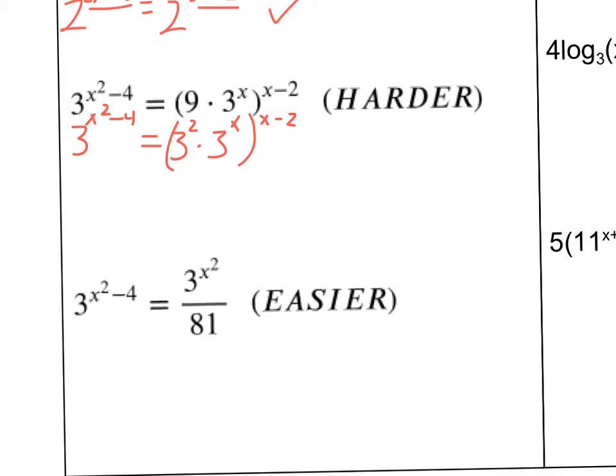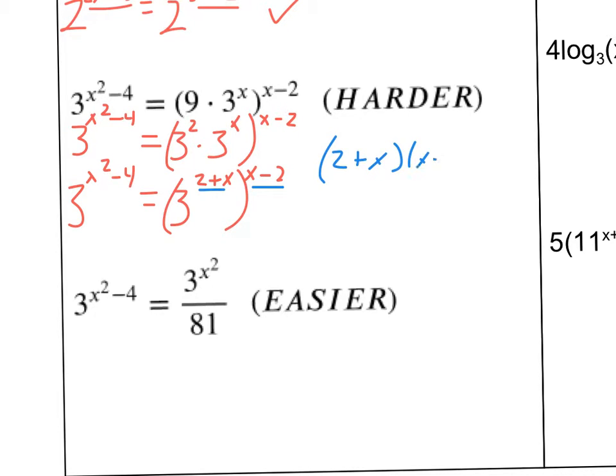I'm going to do the parentheses first just because that seems natural to me, but it doesn't really matter if you want to distribute that. So you've still got x squared minus 4 on the left. And here we've got 3 to the 2 plus x, and that's raised to the x minus 2. Now I know I need to multiply those two powers together. I'm going to do that over here. And when I do that, we get 2x, we get minus 4 plus x squared and a minus 2x.